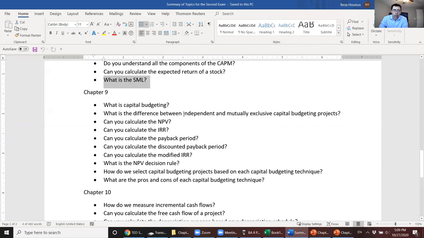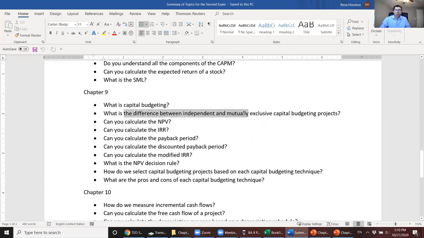Chapter 9, this is where we start the capital budgeting discussion. So what is capital budgeting? Capital budgeting is the process by which we pick and invest in projects that add value to a firm. And we normally decide which projects to add based on a couple of different techniques, the ones that I'm highlighting right here: net present value, IRR, payback, discounted payback, modified IRR. But let's wait on that for a second.